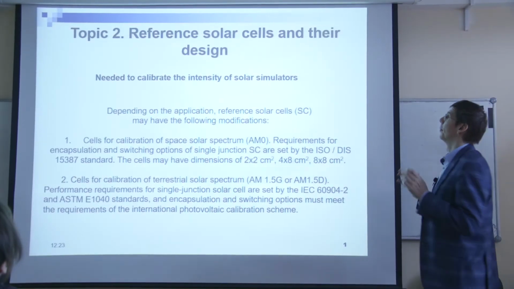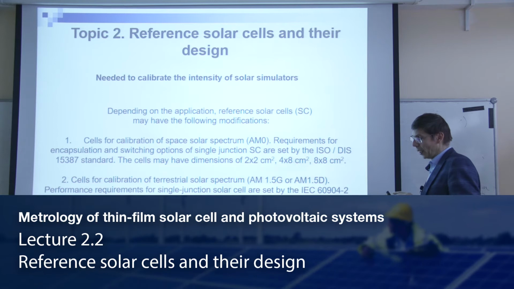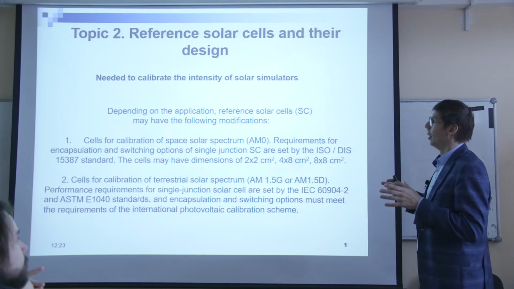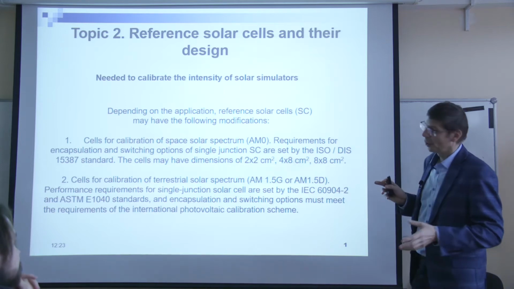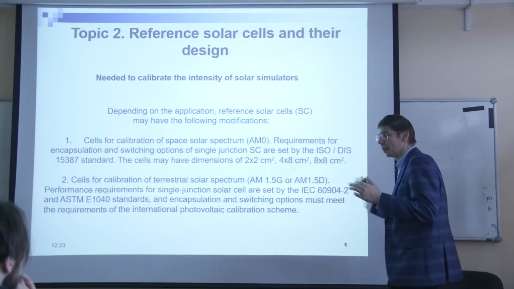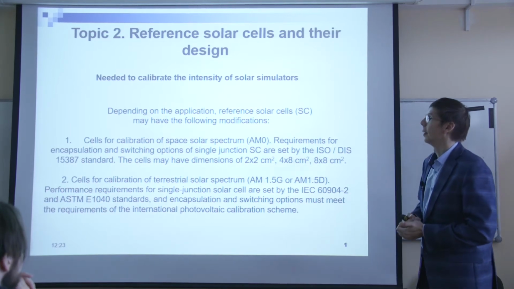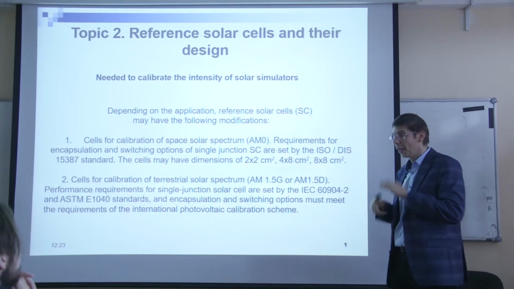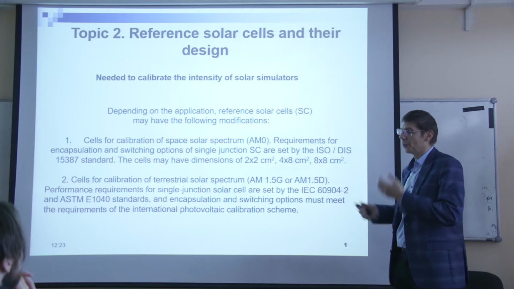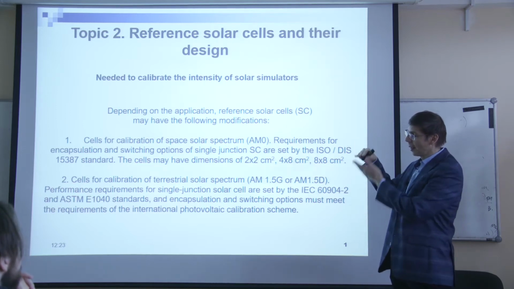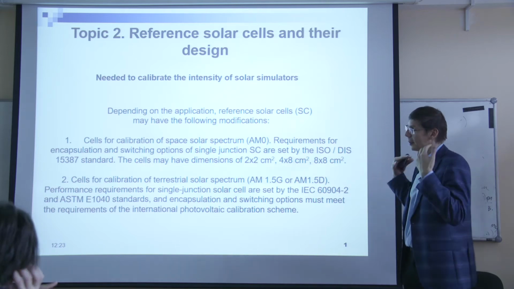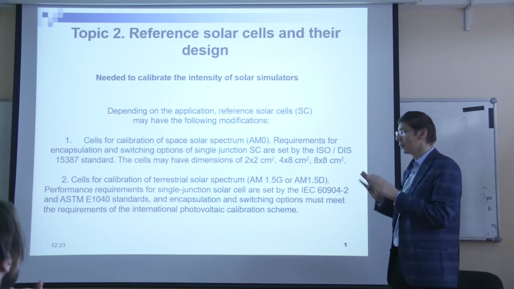The next topic is reference solar cells. I told you about some simulators, and about how to control the spectrum match, the main requirements like uniformity and spectrum match. But for any simulator, you first have to adjust the intensity, because it depends on many factors, like the distance between the light source and your working place. It's not the spectrum, just the intensity.